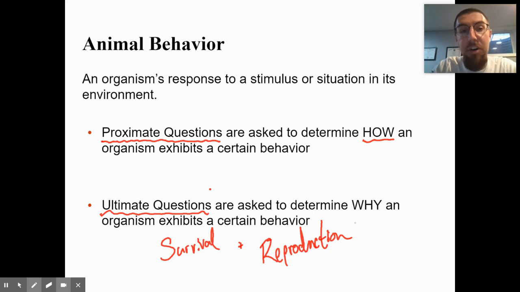So that's the start of where we are going to base our ecology unit on. It's animal behavior and these types of questions. When we get back in class, we'll review these again by looking at some other examples.